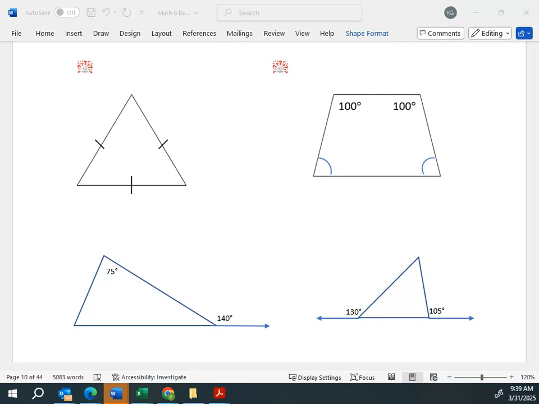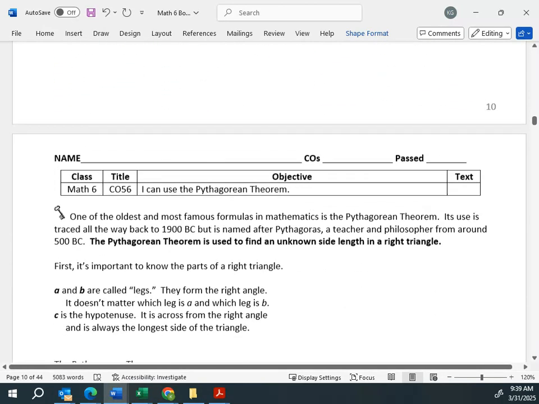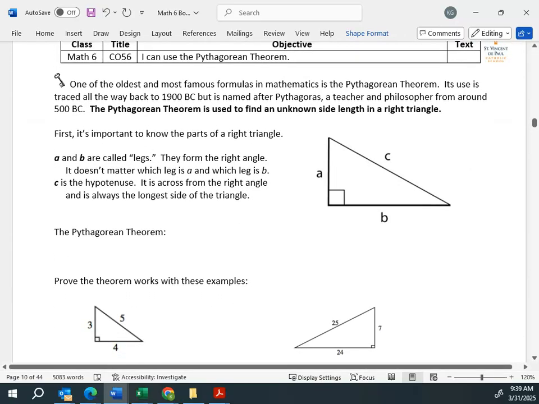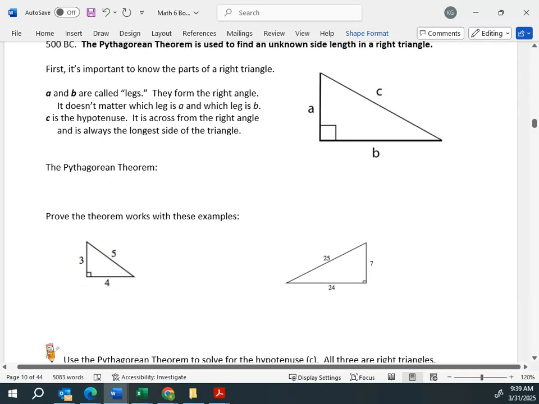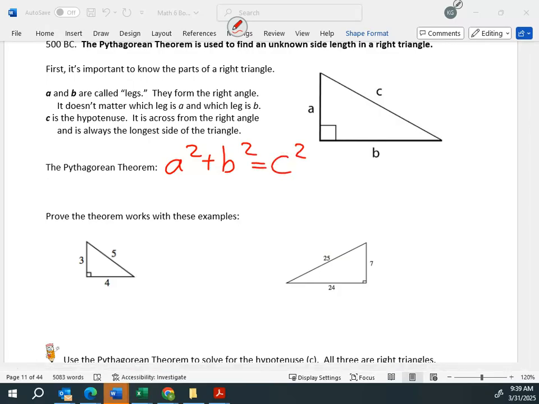CO 56, the Pythagorean theorem. Who can tell me what the Pythagorean theorem is? Helen? A squared plus B squared equals C squared. Write that down. We need to know which of our sides are legs and which side is the hypotenuse.